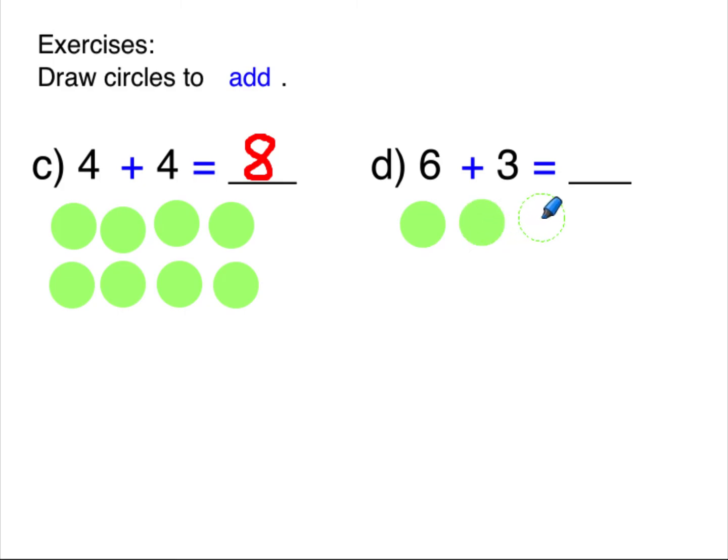How many do I start with? 1, 2, 3, 4, 5, 6. Plus 1, 2, 3. How many altogether? You know, you don't have to start counting from the beginning. We already know how many this is. It's 6. See? 6. And we just keep counting. 7, 8, 9.